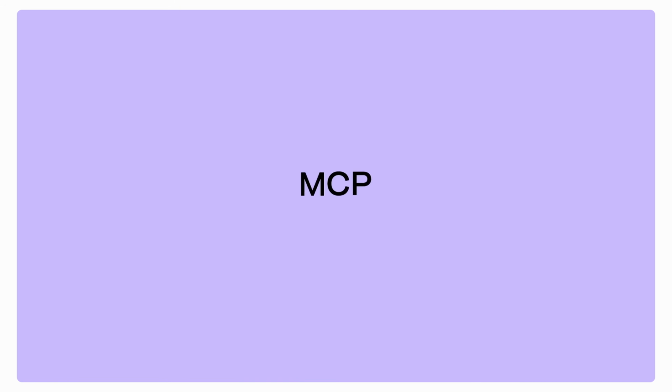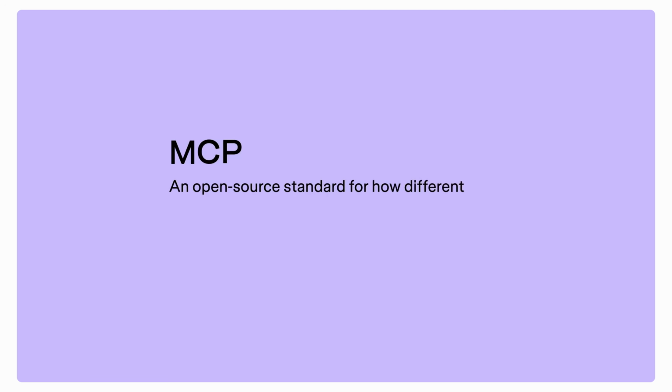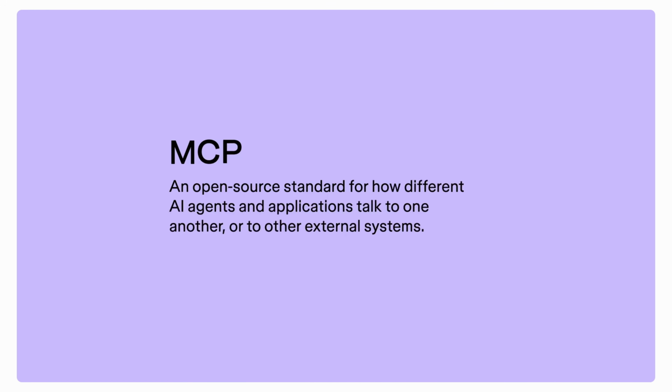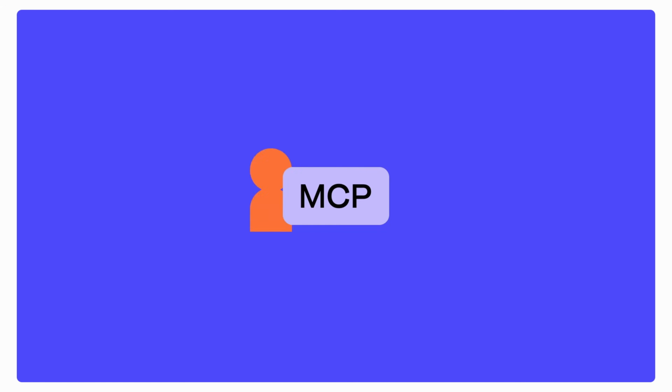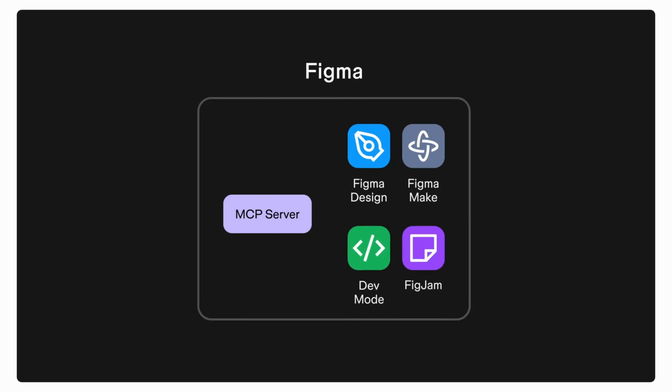MCP stands for Model Context Protocol. It basically lets AI connect to the tools that you're already working in: Figma, your browser, design documentation, component libraries, design systems, and much more. Instead of describing your work to AI, it can actually see it and interact with it. And for designers specifically, this is one of the biggest shifts that changes how we work.